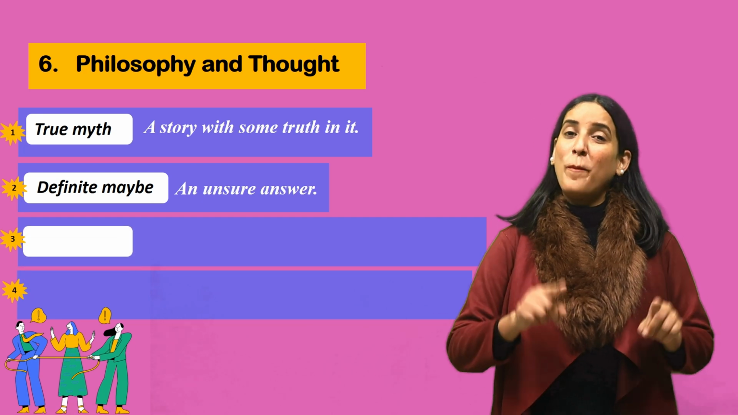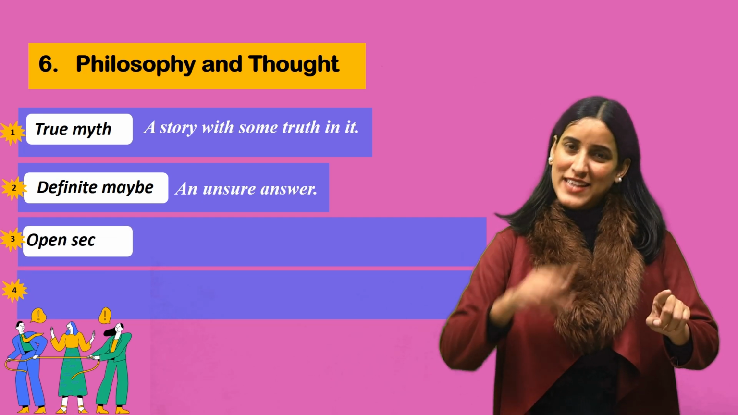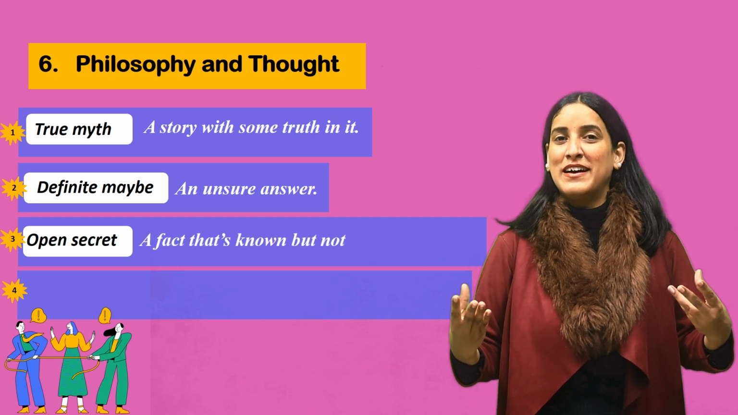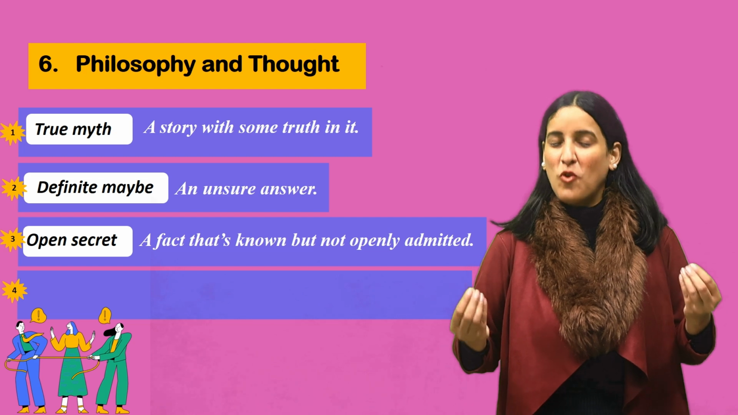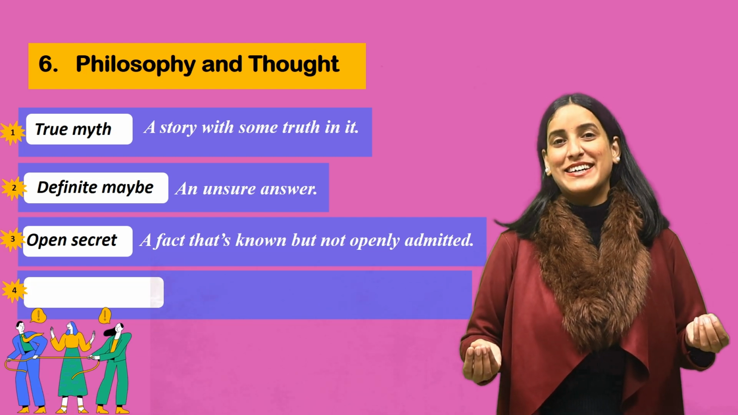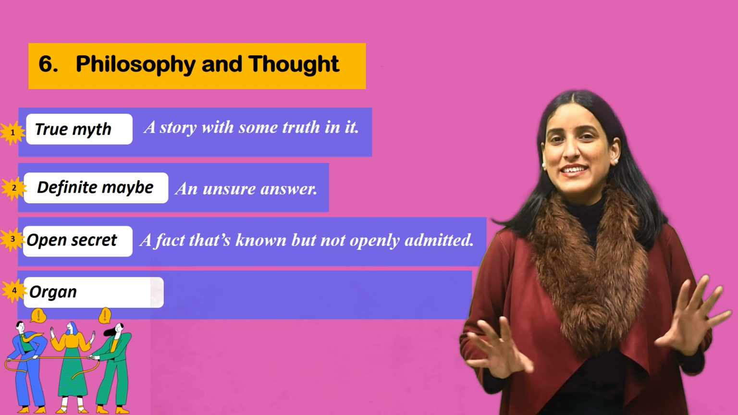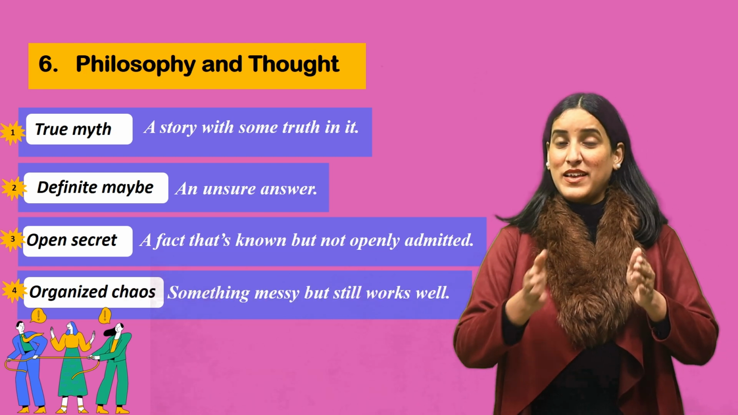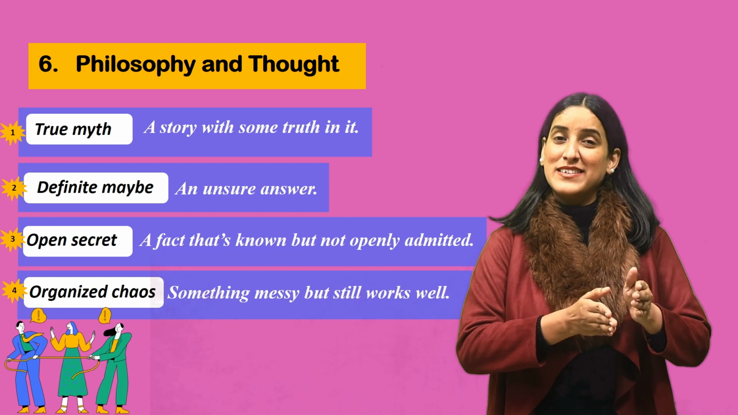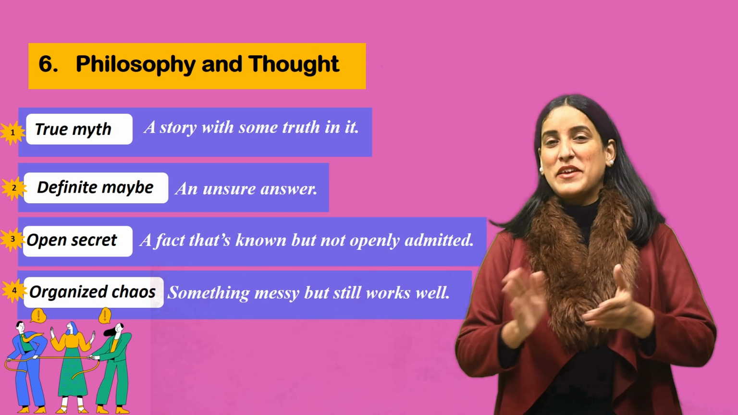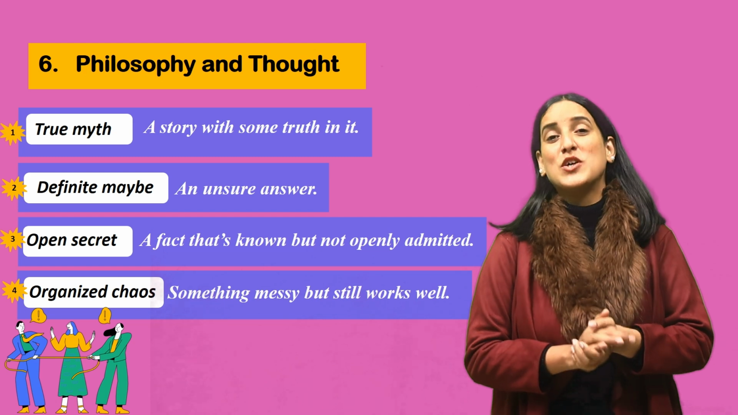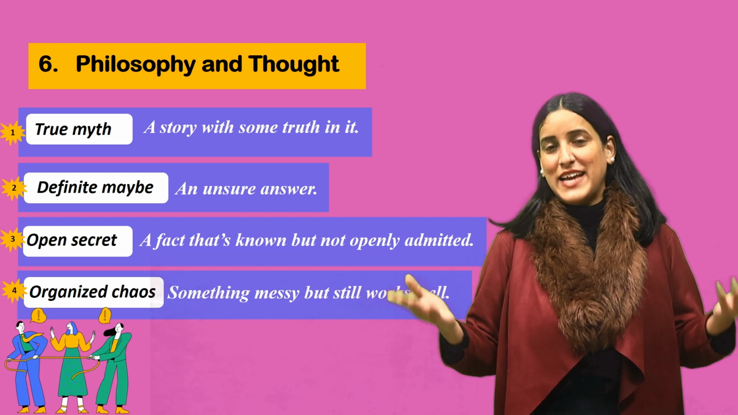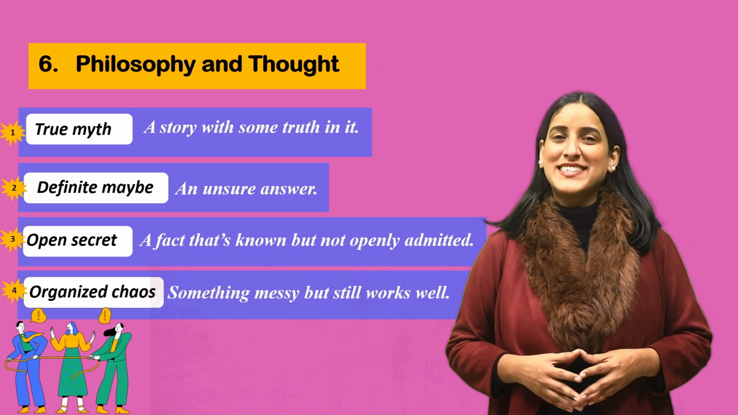The next one being open secret, which means a fact that's known but not openly admitted, right? For example, we can say it was an open secret that he wanted to resign. Yes. The next phrase being organized chaos, something messy but still works well. Yes, let me give you an example. The event was an organized chaos, but yet it was a success, right?